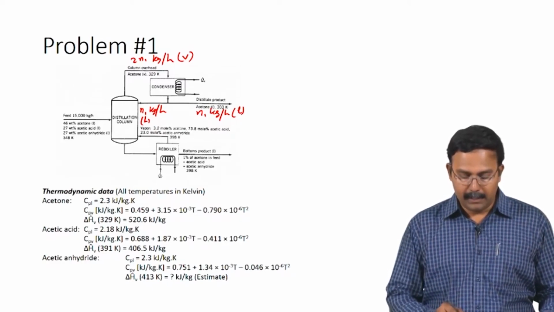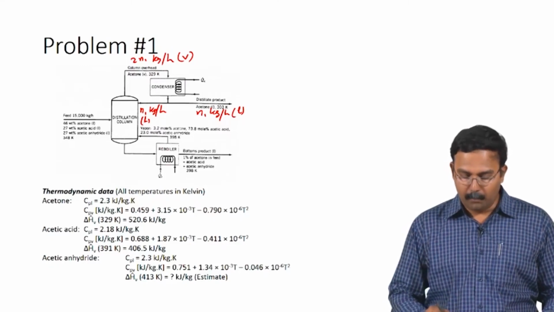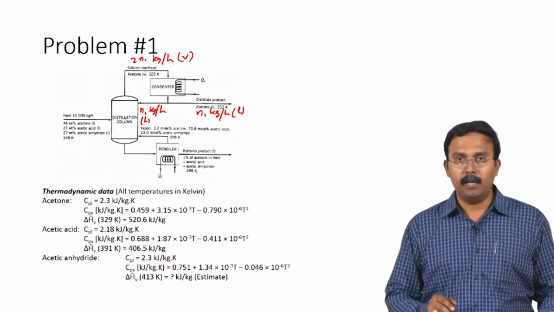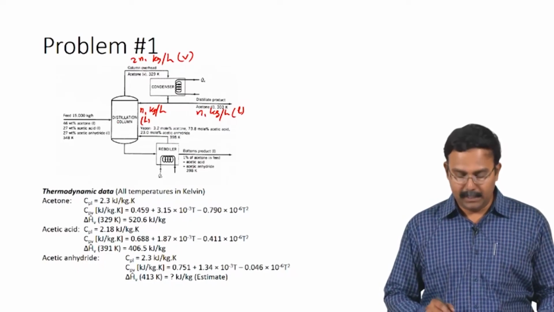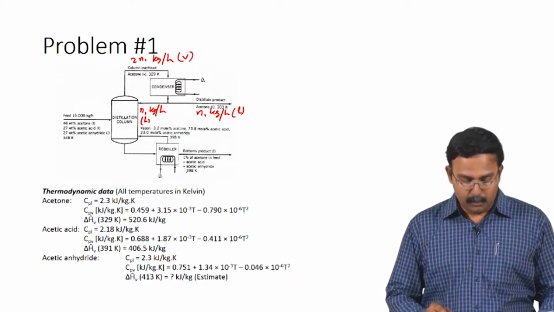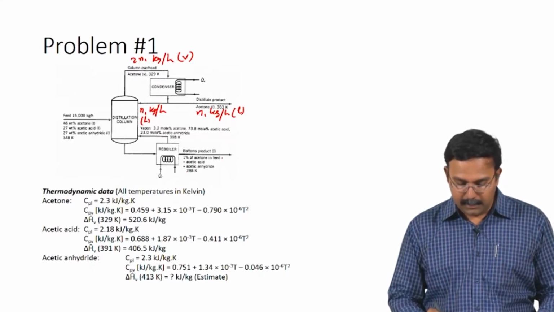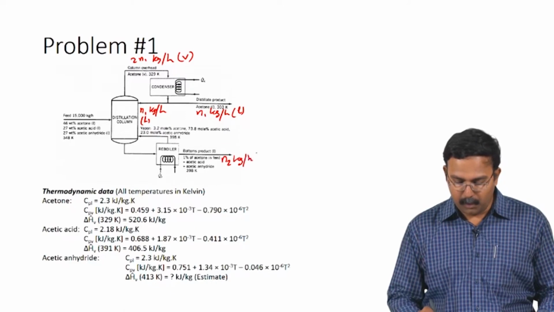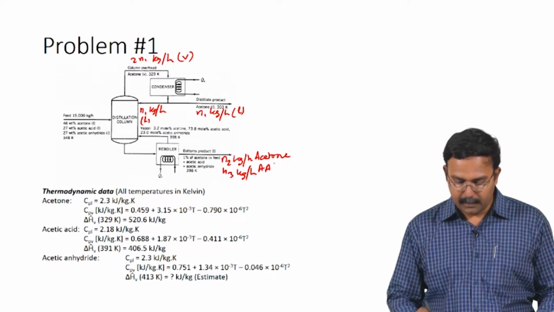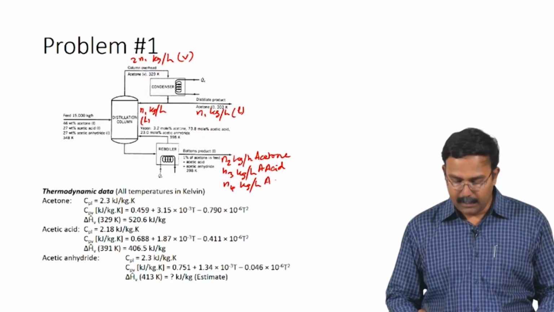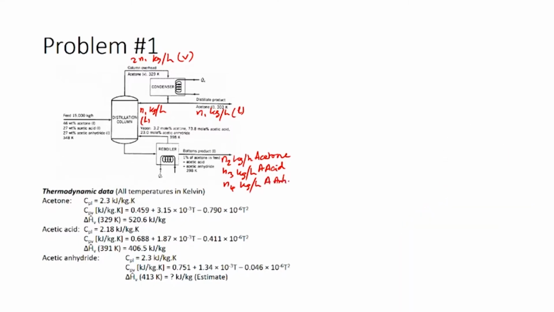The bottoms enters a reboiler, and you have a bottoms product which is recovered. This bottoms product contains 1% of the acetone which is fed to the system. The rest is acetic acid and acetic anhydride at 398 Kelvin. So let us say it contains N2 kilograms per hour of acetone, N3 kilograms per hour of acetic acid, and N4 kilograms per hour of acetic anhydride. These are the mass flow rates of these components leaving the system through the bottoms product.